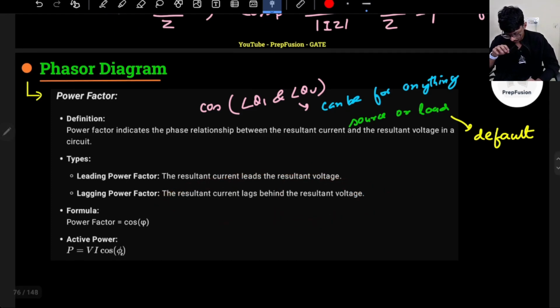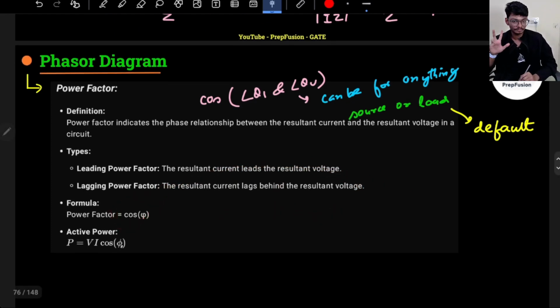Okay, so the formula is cos phi, and we will come to active power. Don't have to worry about this. It is VI cos phi. You can ignore this for now. What is VI cos phi? All those things we will come to later on.